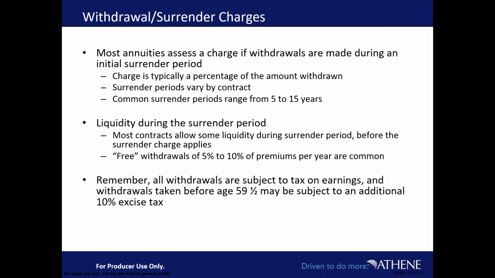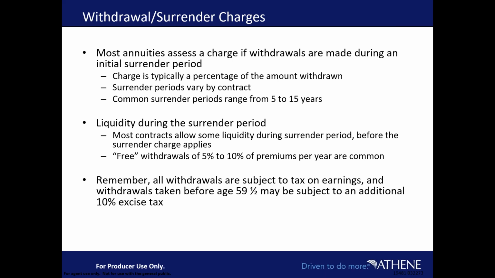So, withdrawal and surrender charges. Most annuities assess a charge if withdrawals are made during an initial surrender period. The charge is typically a percentage of the amount withdrawn. Surrender periods vary by contract. Common surrender periods are from about 5 to 15 years. Most contracts are going to offer liquidity during the surrender charge period. Most contracts allow some liquidity before the surrender charge applies.